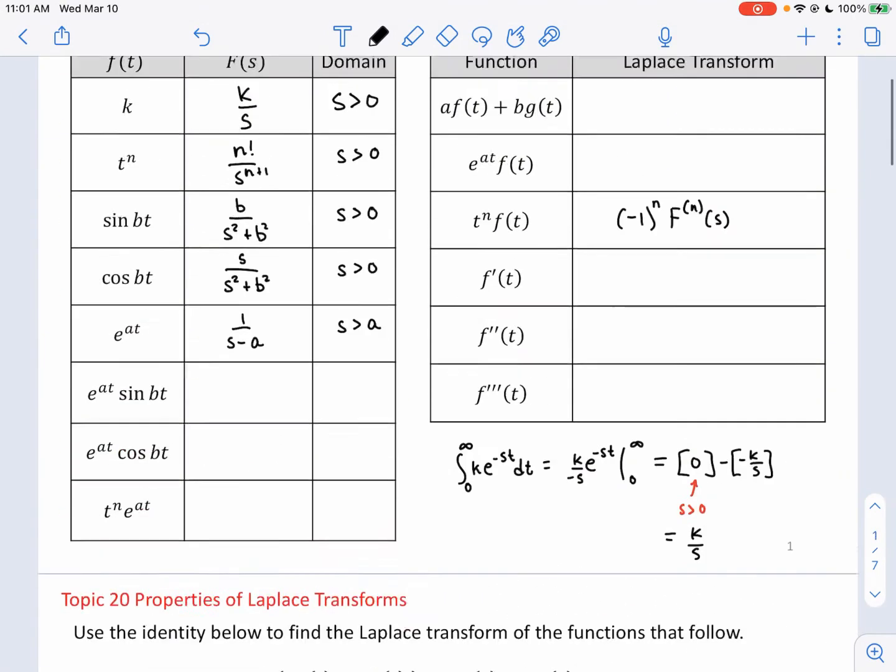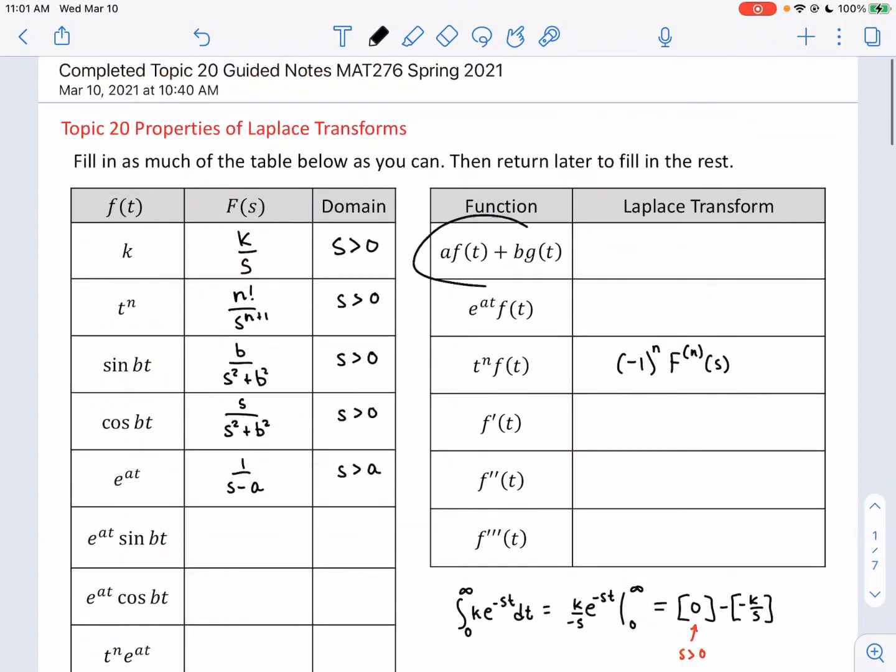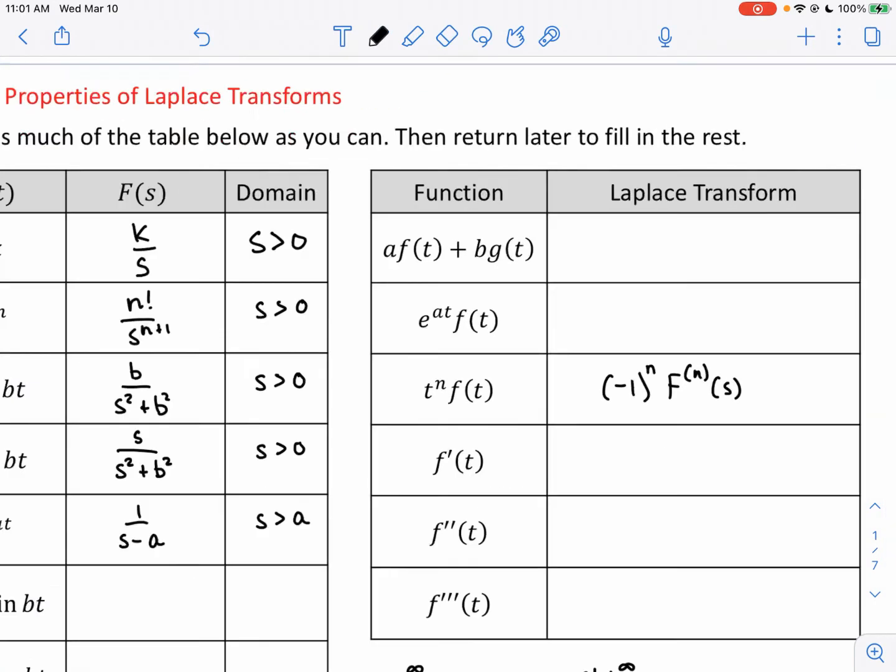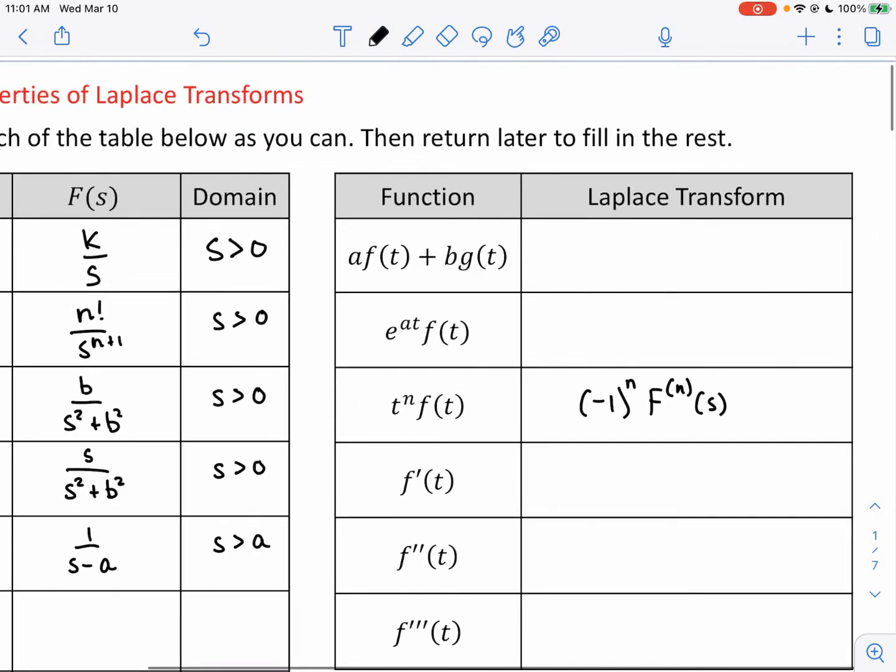Okay, going back to our table, let's see, we can also fill in this one here. I skipped that one there. So if we're doing the linearity property, a times f of t plus b times g of t, the Laplace transform is going to be a times capital F of s plus b times capital G of s.